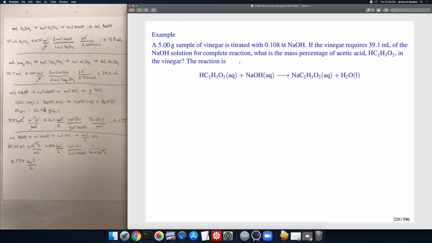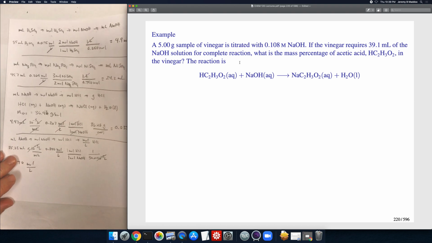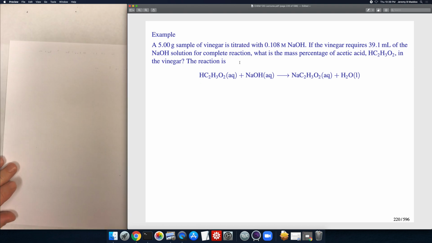Let's see, is this one any different? There is a little trick to this one. It's worded slightly differently, so I'm going to go ahead and work this one, just to show you that even though the wording of the problem is different, it's still the same technique. So here we have a 5-gram sample of vinegar.